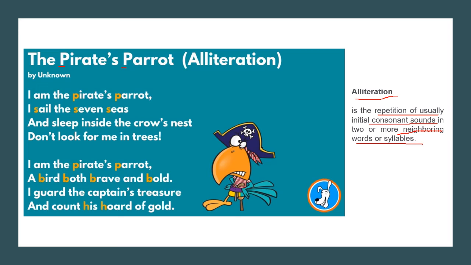"I am the pirate's parrot. I sail the seven seas and sleep inside the crow's nest. Don't look for me in trees." So for the first line, we have the consonant P, and the consonant S in the second line. "I am the pirate's parrot, a bird both brave and bold. I guard the captain's treasure and count his hoard of gold." So yes, these are the repetitive sounds in these lines. So this is alliteration. Again, this is the repetition of initial consonant sounds which are close together, usually in a single line.